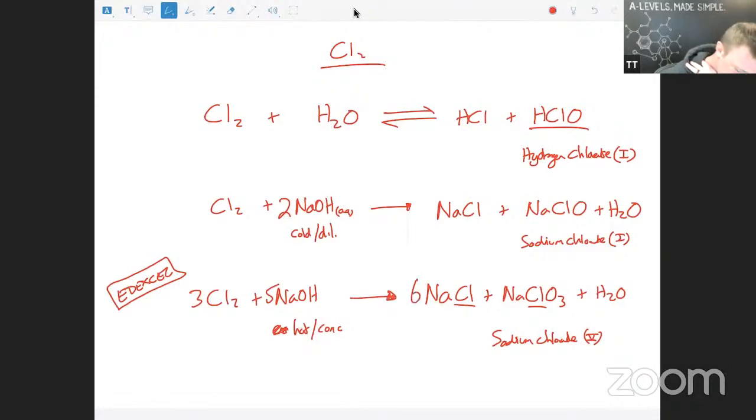Six NaCl. Three H2O. One, two. No, it can't be three H2O because, I mean, he's six hydrogens. We haven't got six hydrogens. We've only got five on the left-hand side there.